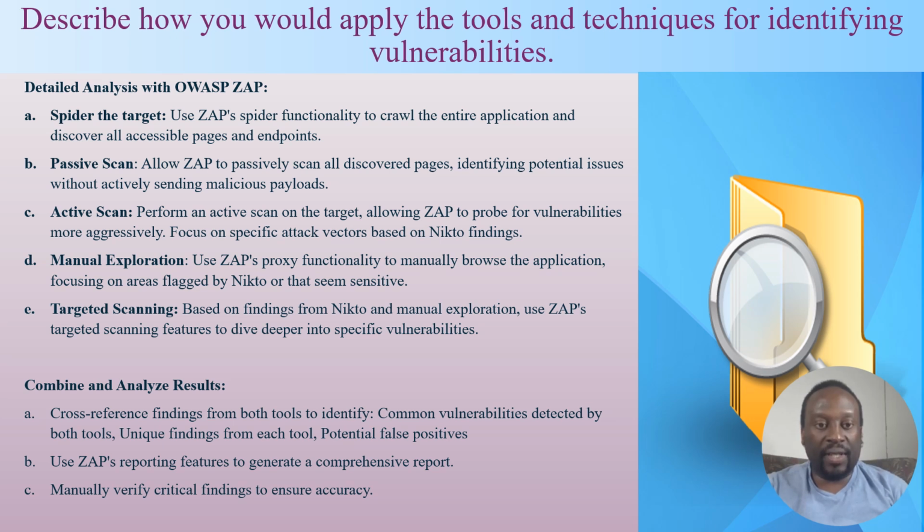OWASP ZAP provides detailed analysis, which includes the use of spider, passive scanning, active scanning, manual exploration, and targeted scanning. Combining and analyzing these results and manually verifying the critical findings to ensure accuracy.